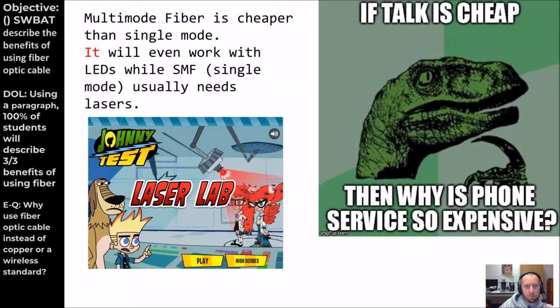So multi-mode fiber is cheaper than single mode. It will even work with LEDs, while SMF, that's the abbreviation for single mode fiber, usually needs lasers. When I say it will even work with LEDs, that's pretty cool. Multi-mode fiber can work with these LEDs. You college-bound kiddos out there, a lot of colleges have laser labs. I was in the Colorado School of Mines this last summer, and I was checking out their laser lab. It's a pretty cool place for you to go and experiment in.